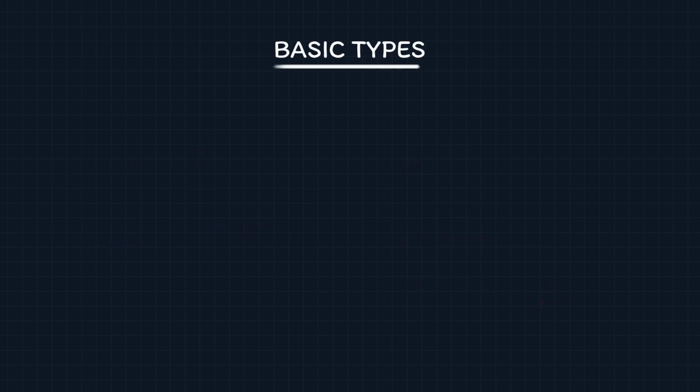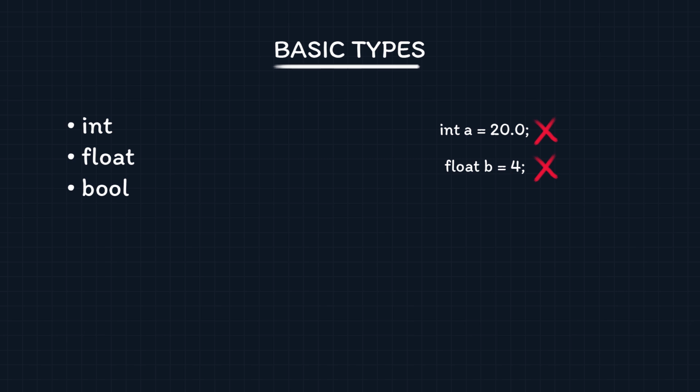In GLSL we have three basic types, which are int, float, and boolean. And yes, I didn't mention characters and strings because they don't exist in this language. Having said that, once we assign a type to a variable, we can't set a value of another type to it. For example, we can't put a float in an int variable and vice versa.